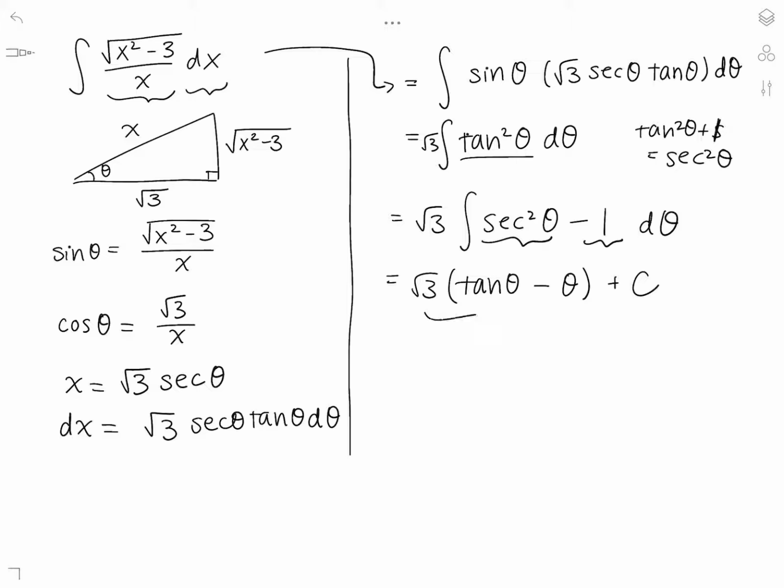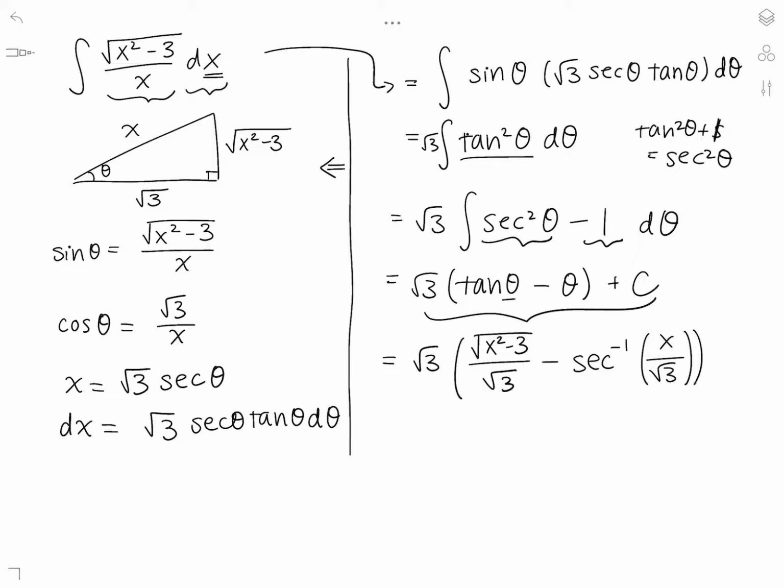So now what we want to do is we have this expression, but this is in terms of theta, not in terms of our original variable x. So when we're looking back at our triangle over here, we can resubstitute these expressions for our x terms. So this is equal to root 3 times tangent of theta, which is just the square root of x squared minus 3 over root 3, minus theta. In this case, we can write theta as the inverse secant of x over root 3 plus some constant c.